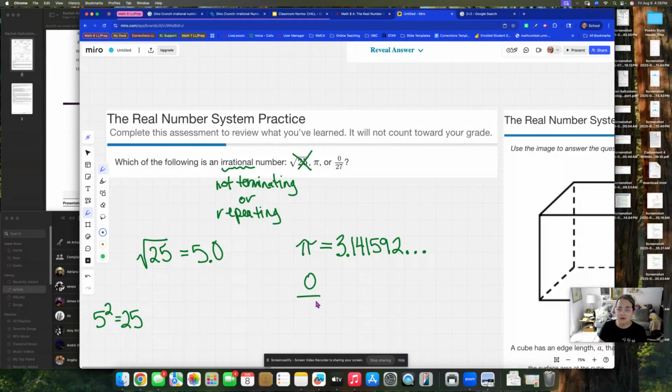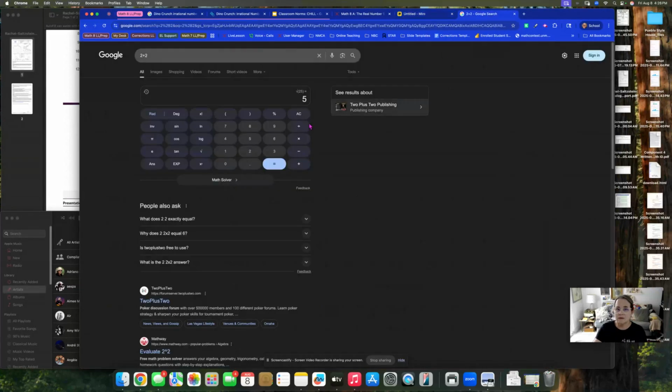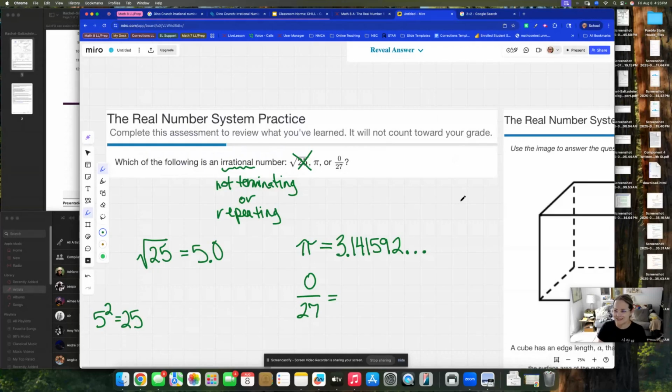Okay, let's talk about 0 over 27. Okay, what does that equal? Well, let's ask the calculator. For a fraction, you can take the numerator and divide by the denominator, and that'll give you the decimal. So look what happens. 0 divided by 27. You have nothing. You share it with 27 people. Guess what? You still have nothing. They each get nothing. Okay, so 0 terminates.